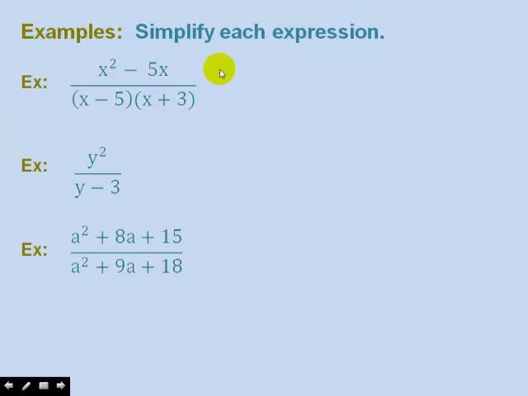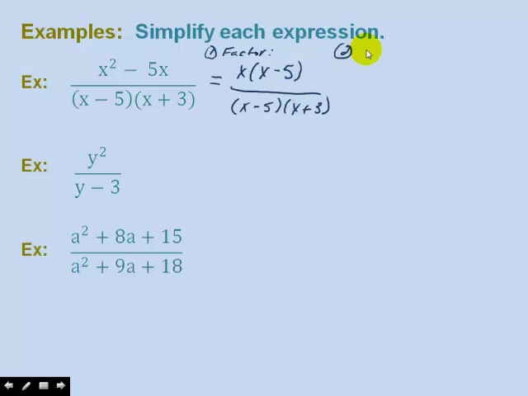So again, our first step is to factor. And in the numerator for this one, we do have a greatest common factor of x because both of these terms have an x. So here we're doing our first step of factoring. So we have x, and if we factor that x out, then what we have left is x minus 5. Now in the denominator here, we already have our two factors, so this has already been factored. We don't have to do anything else with our denominator.